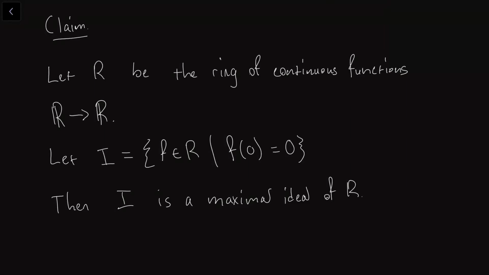All right, we're going to take a look at the following claim. So say that we have the ring R of all continuous functions from the reals to the reals, and we look at the subset I consisting of all functions that evaluate to 0 at x equals 0. Then this is an ideal of R, and moreover, it's a maximal ideal of R.